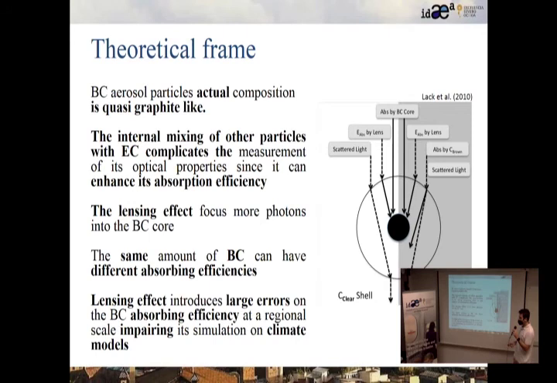Apart from that, there is an inconvenience: other aerosol particles can internally mix with this particle in a process called coating, which focuses light into the black carbon core, therefore increasing its absorption efficiency. That is not currently taken into the climate models because it's very regional, it depends on where the emissions take place. Further studies need to be done, because some studies show almost no lensing effect, while others show a huge lensing effect. So deeper analysis of this effect is needed, and that's what we do here in Barcelona. So yes, it introduces large errors.